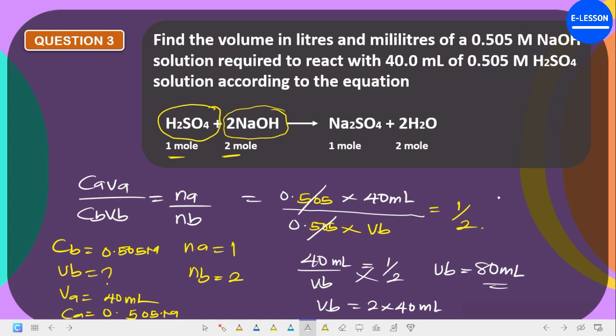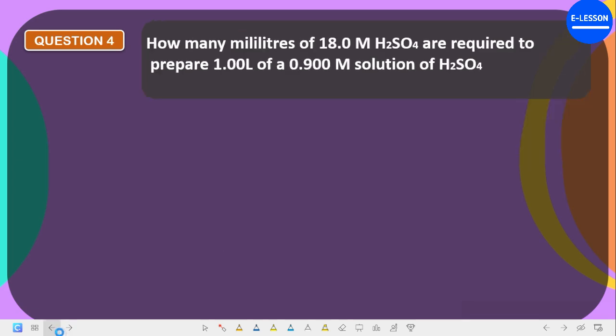Now in liters, converting from milliliters to liter, it will now be what? 80 divided by 1000. And that will give us 0.088 liters, and that is the solution to that question. Let's take the next question.